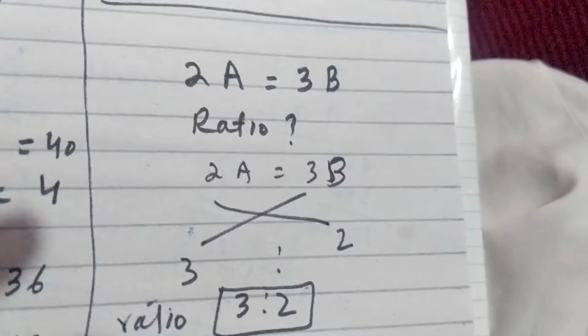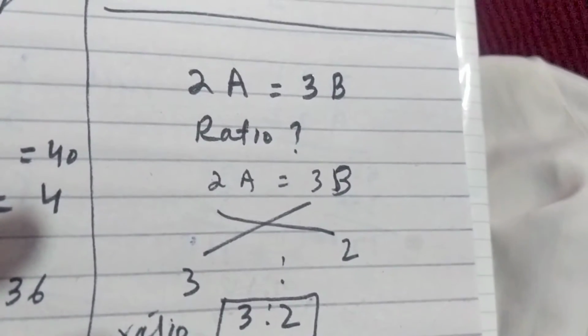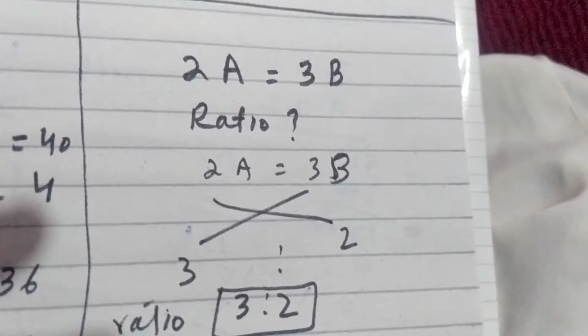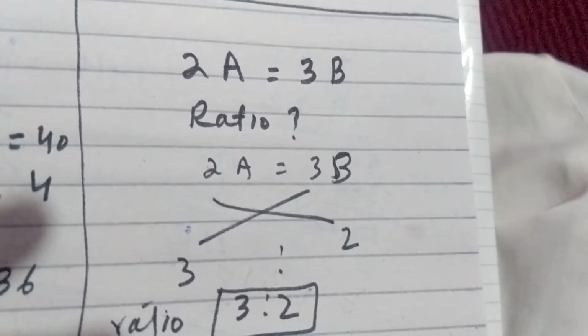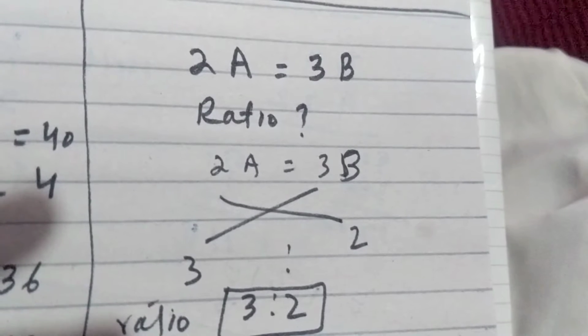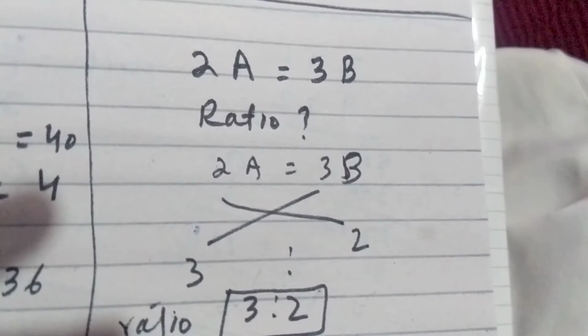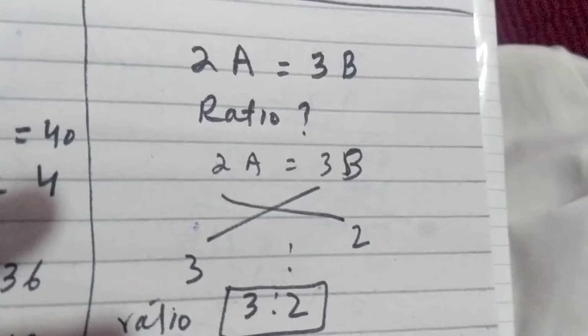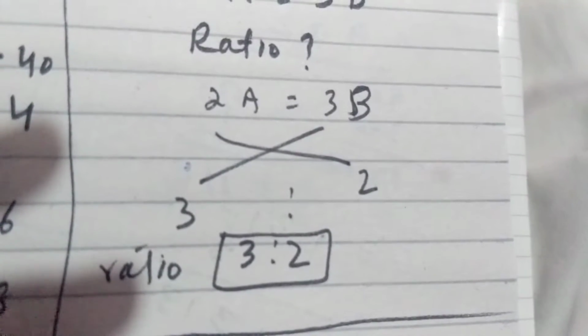Next question, 2a is equal to 3b. What is its ratio? By keeping the values on the opposite side, 3 will be towards left and 2 will be towards right. The answer will be 3 ratio 2.